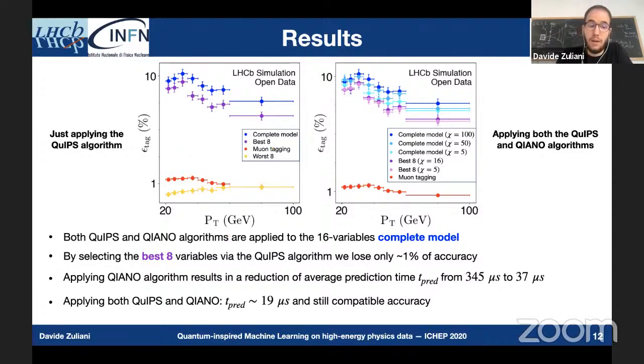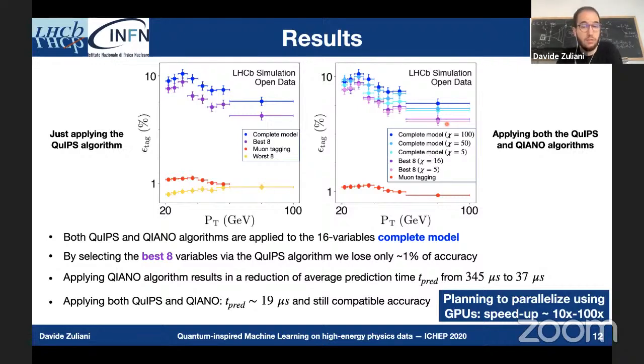While when applying also the Quiano algorithm, for both the complete model, so the one with 16 features, and for the best 8, so the one with 8 features, we can lower the prediction time from 345 microseconds to 37 microseconds, so almost a factor of 10. And if we apply both algorithms, so we select the best 8 features and then we truncate the bond dimension in order to lower the prediction time, we can also reach 19 microseconds of prediction time while still maintaining, as you can see here, compatible accuracy with the complete model.